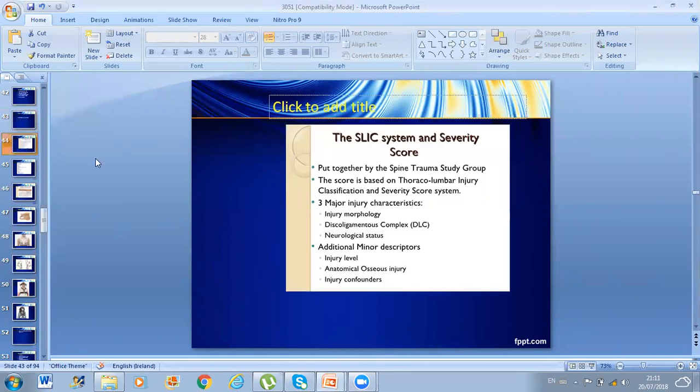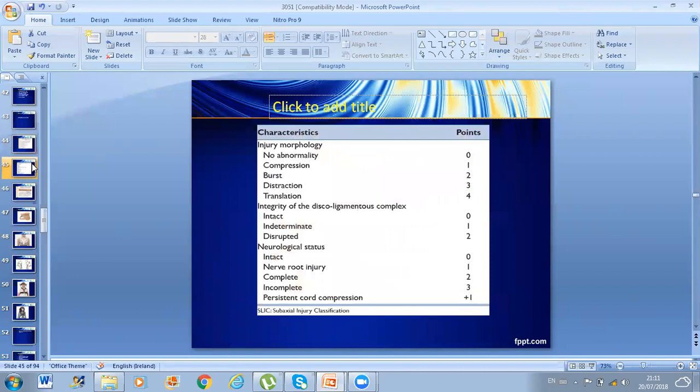So the SLIC system is put together by the Spine Trauma Study Group, and the score is based on the thoracolumbar injury classification system and severity score. The three major injury characteristics are injury morphology, like the fracture, disco-ligamentous complex, and neurological status. Additional minor criteria are injury level, anatomical osseous injury, and injury confounders. So this is the SLIC system, almost similar to the TLICS system.